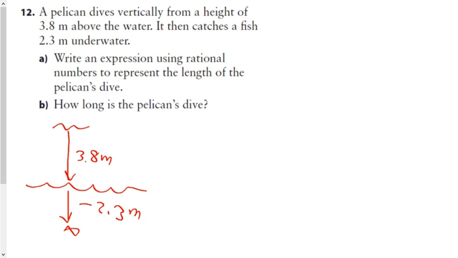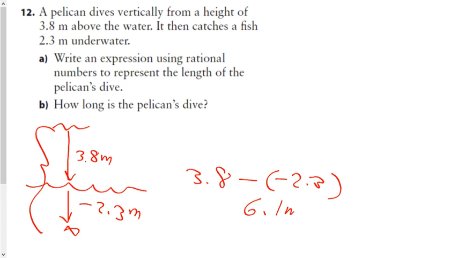It says write an expression using irrational numbers to represent the length of the pelican's dive. So we're looking for the length of the pelican's dive, or the positive height it started at, and the difference between that height and the negative height underwater will be the total distance, which is 6.1 meters. So the pelican's total dive was 6.1 meters. This is your expression. This is your answer.